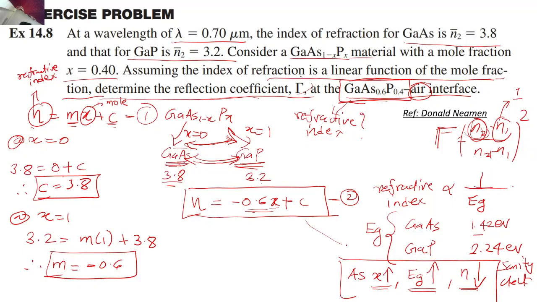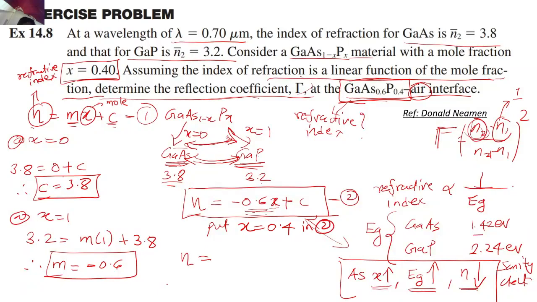So it is satisfying the sanity check over here, right? That means whatever we have got is looking like a correct result as of now. Now what they are asking is to find the refractive index at mole fraction X equal to 0.4, right? So put X equal to 0.4.